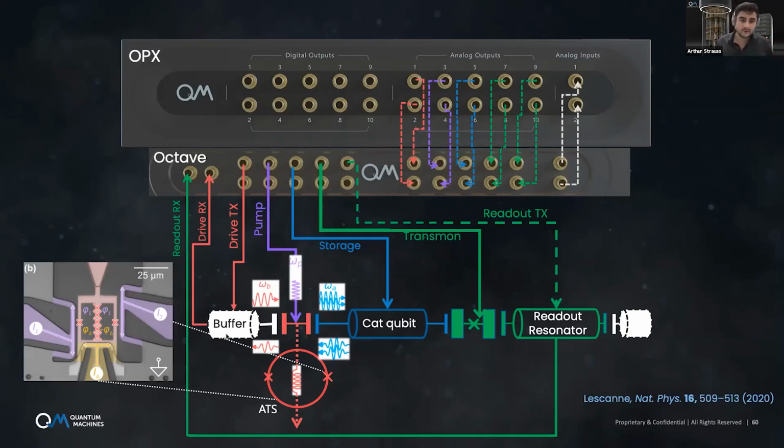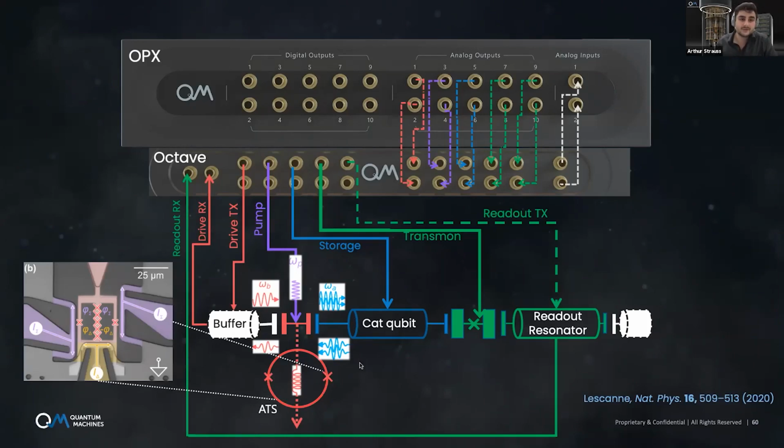And now, you would say, how do I do this 2-photon dissipation? So I have to create some kind of non-linearity, because 2-photon dissipation is a non-linear process by essence, right? So this scheme, this loop, as you can see, which is called ATS, which is the contraction for asymmetrically threaded SQUID, is a set of Josephson junctions that mediate a non-linear interaction between the buffer modes and the cat qubit modes.